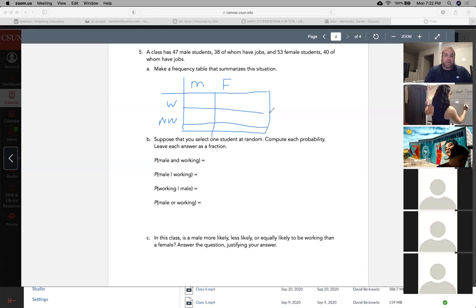Okay. So a class has 47 male students, so there's 47 males in total. And 38 of them have jobs, 38 of them are working, and therefore 9 of them who are not. And it has 53 female students, 40 of whom are working, and therefore 13 of them who are not. And then we have the totals for the rows as 78, 22, for a total of 100.